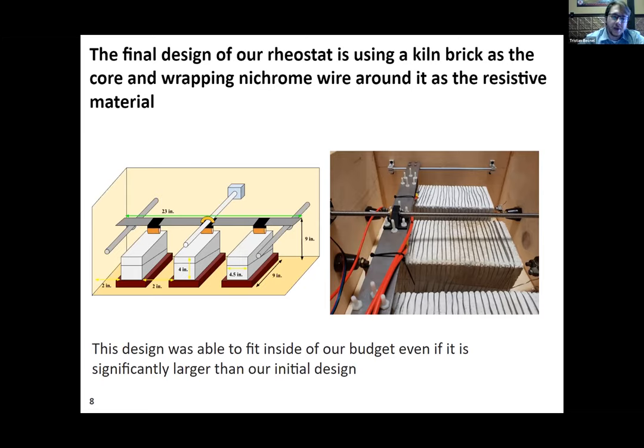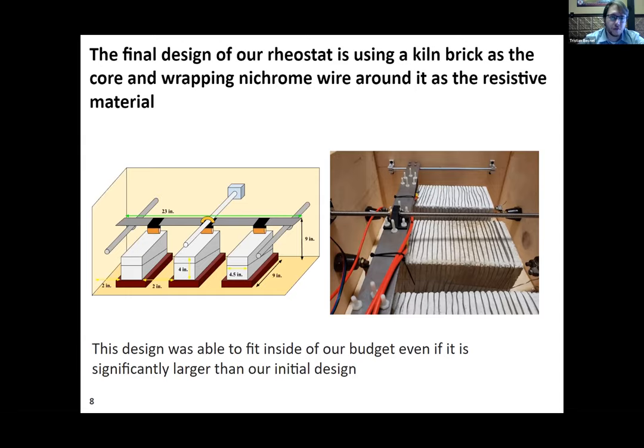And this design may be larger than our initial design of the 4 to 6 inch circular rheostat, but we do think it is compact enough, easy enough to carry with two people. And really importantly, this did fit inside our budget.